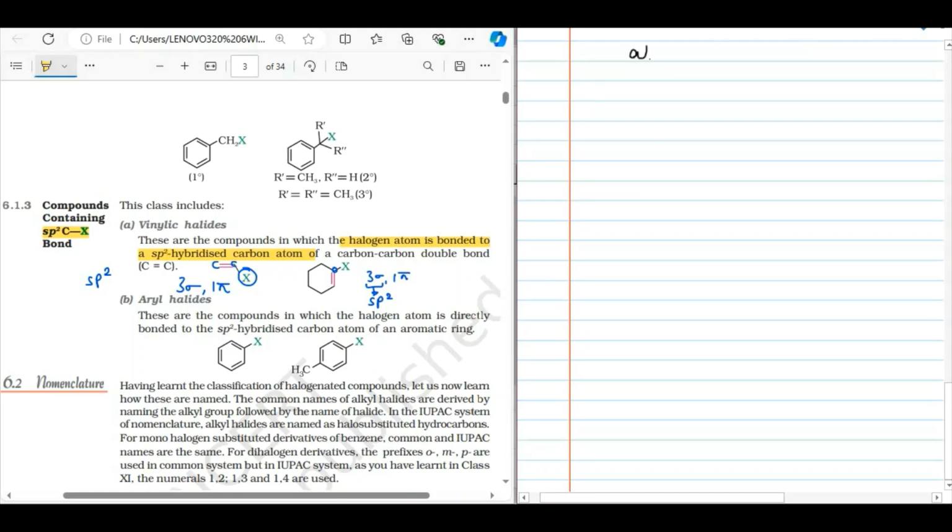Now let's differentiate between allylic and vinylic. Let's identify the allylic and vinylic carbon. Carbon-carbon double bond, then a single bond. So which carbon is allylic and which one is vinylic? The carbon adjacent to the double bond, this carbon, is the allylic carbon. And this carbon or this carbon, they both are vinylic.